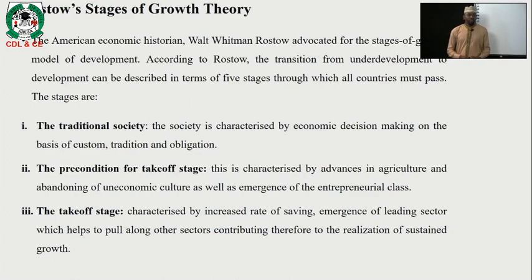Rostow is an American historian with full name Walt Whitman Rostow, who advocated for 5 stages of growth. According to Rostow, the transition from underdevelopment to development can be described in terms of 5 stages through which all countries must pass. The first stage is the traditional society. This is a society that is characterized by economic decision-making on the basis of custom, tradition, and obligation. In this stage, the society depends on the basic custom and tradition. Here, it is still a crude society.